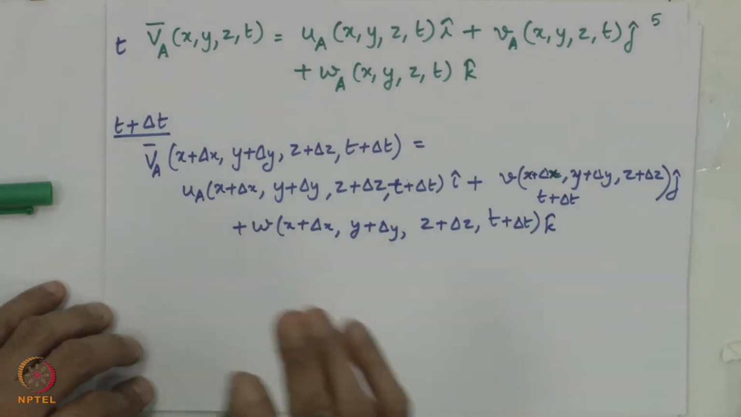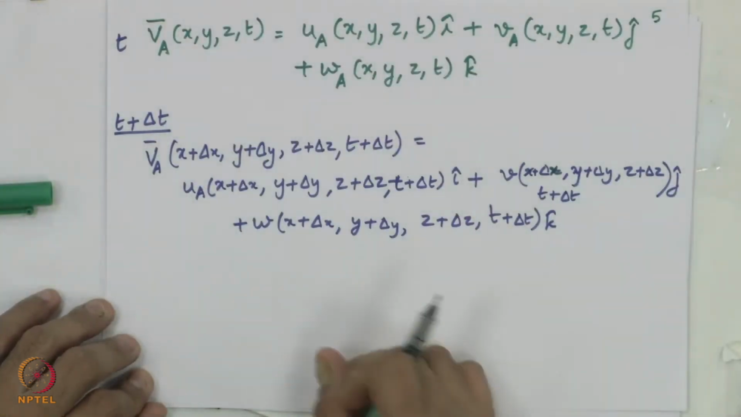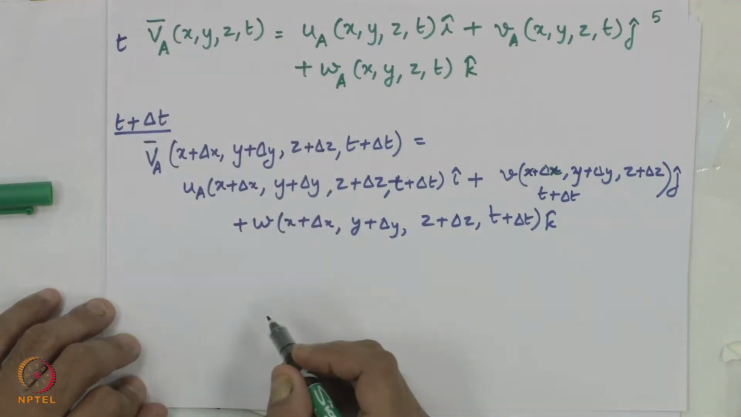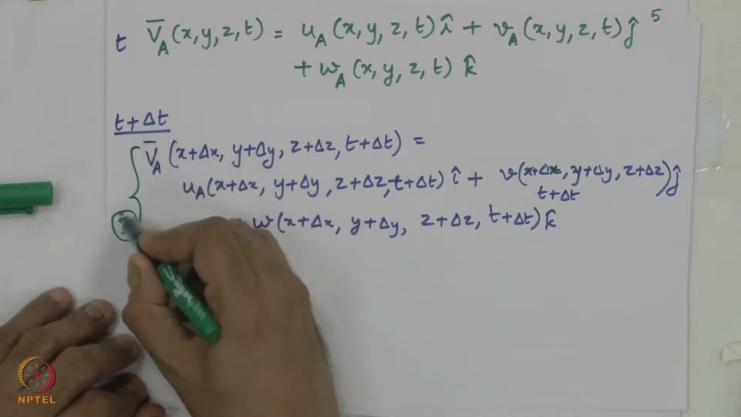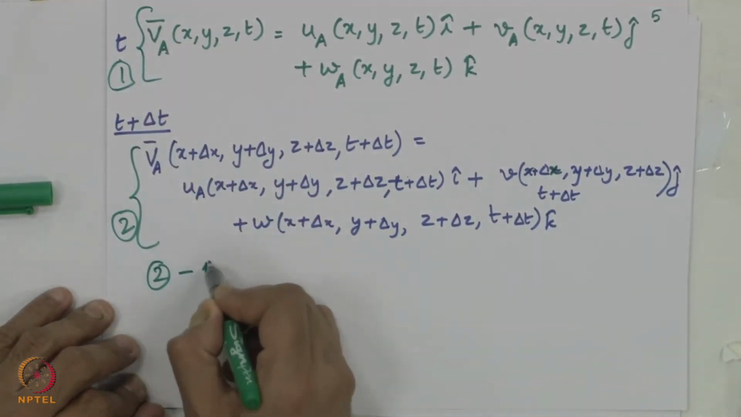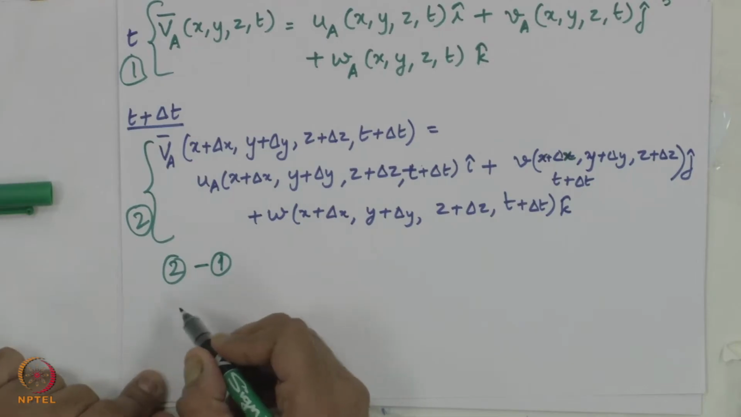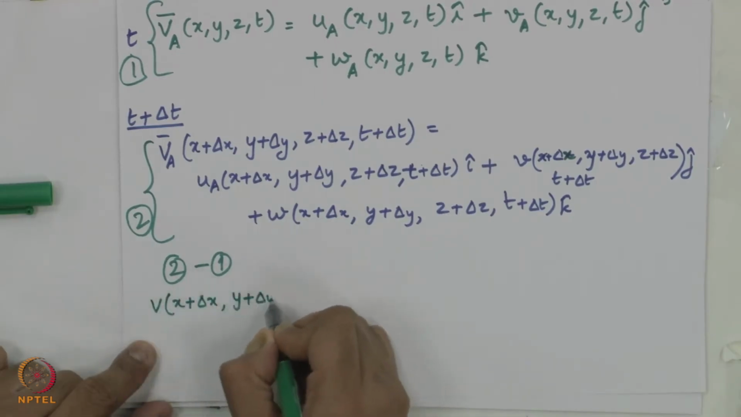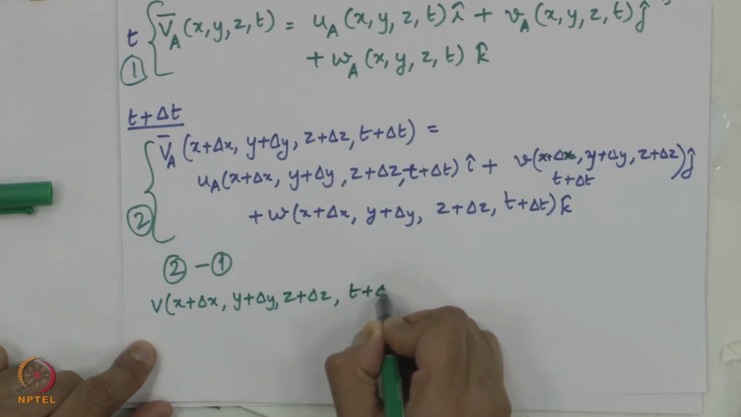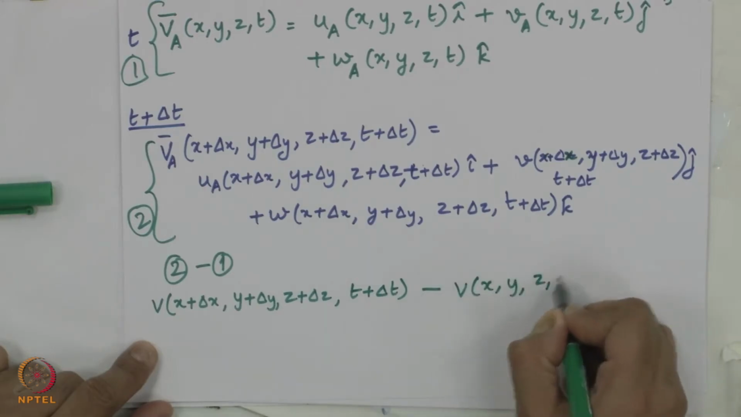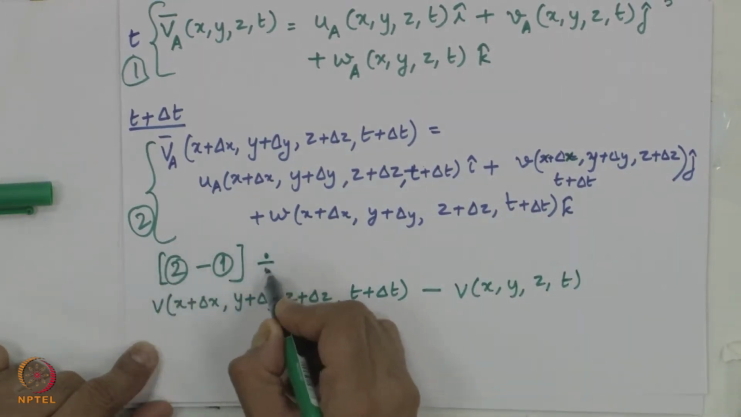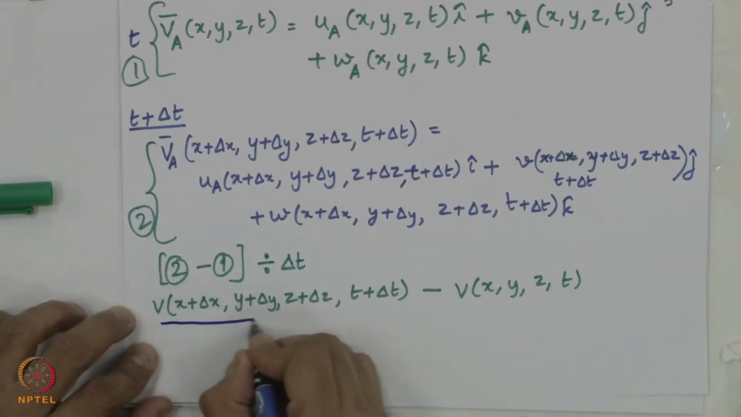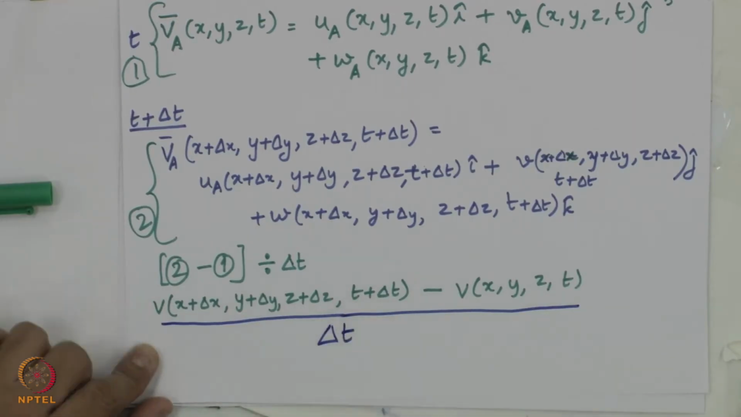So, we can drop off this A because for any random particle you can just say it is a function of the local position and the time. Now, if I subtract equation 1, which is the velocity at time t, from equation 2, which is written in purple and is the velocity at time t plus delta t, I would get 2 minus 1, which is nothing but V at x plus delta x, y plus delta y, z plus delta z, t plus delta t minus V at x, y, z and t. This is what I am doing, divided by delta t. I am subtracting the left hand side and the right hand side, and I have to write the right hand side term. This is the left hand side.